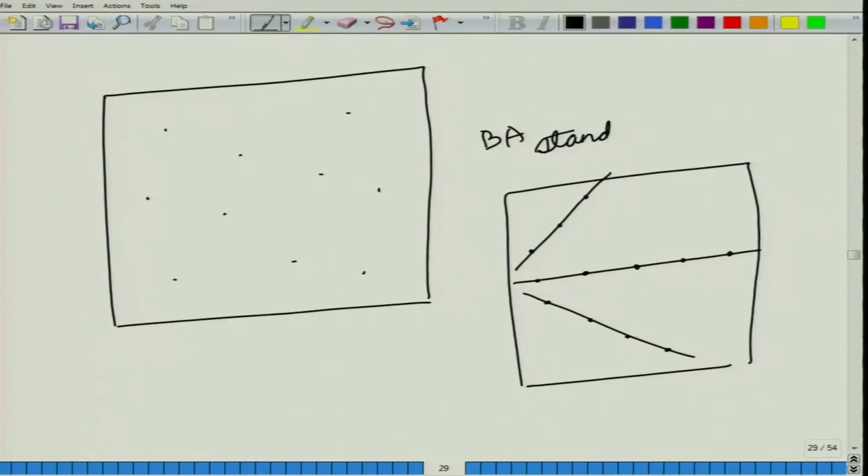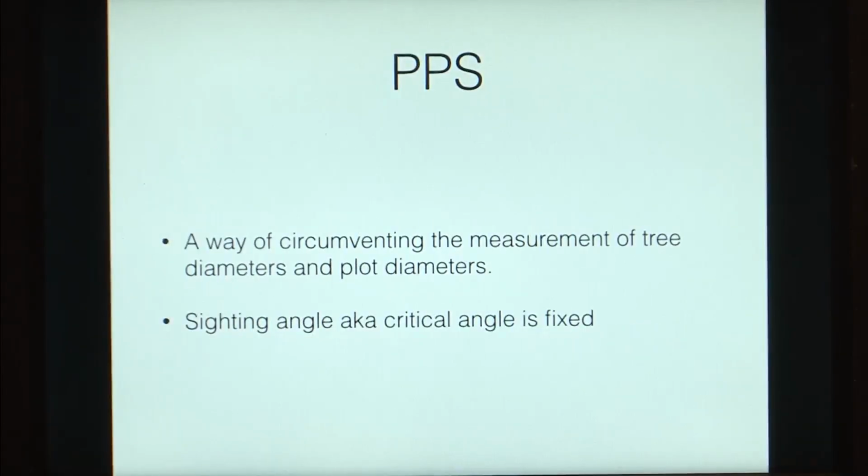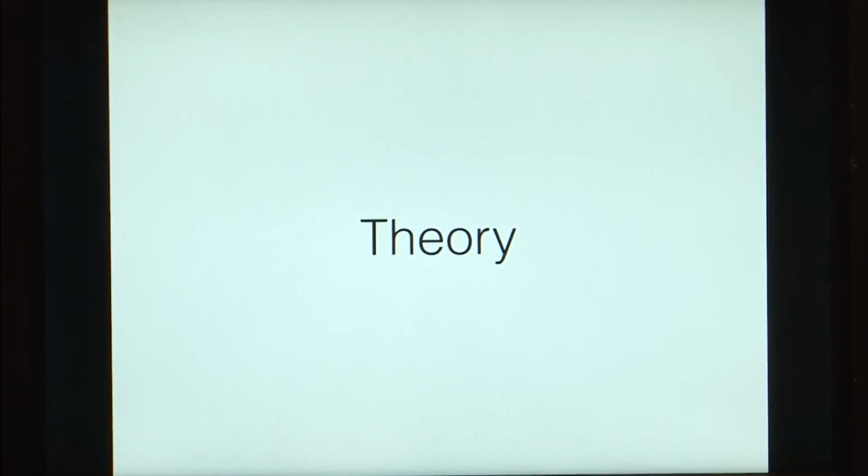Now, coming back to the slides, probability proportional to size or point sampling is a way of circumventing the measurement of tree diameters and plot diameters. In this measurement we do not calculate the size of the sample plot, and we do not measure the sizes of all the trees. Here we have a fixed sighting angle, also known as the critical angle, and any tree that subtends an angle greater than this sighting angle or critical angle will be counted. So, let us now look at the theory of point sampling.